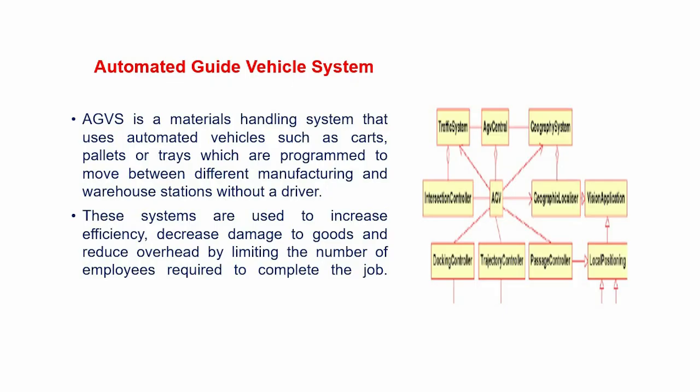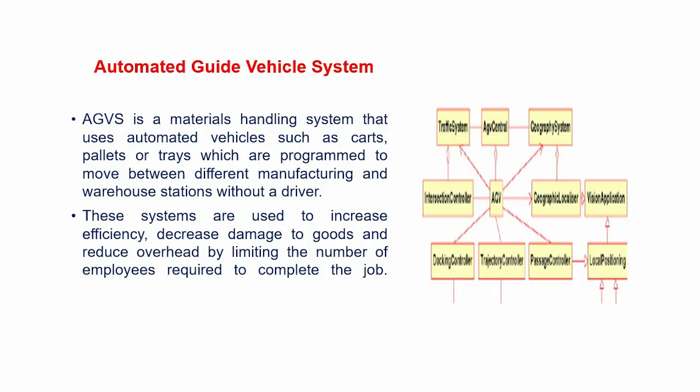There are various automated vehicles used in the automated guided vehicle system, such as carts, pallets, or trays, which are programmed to move between different manufacturing and warehouse stations without a driver. These systems are used to increase the efficiency, decrease the damage to goods, and reduce overhead by limiting the number of employees required to complete the job.